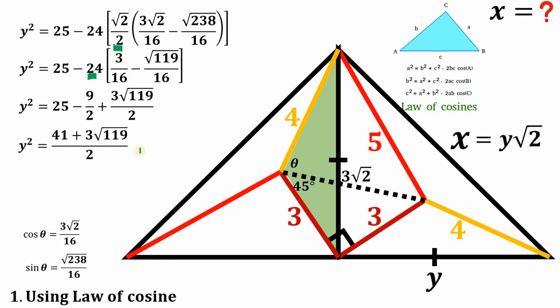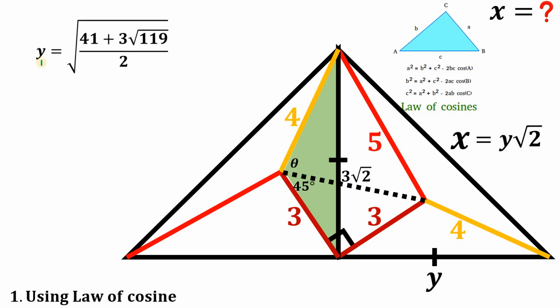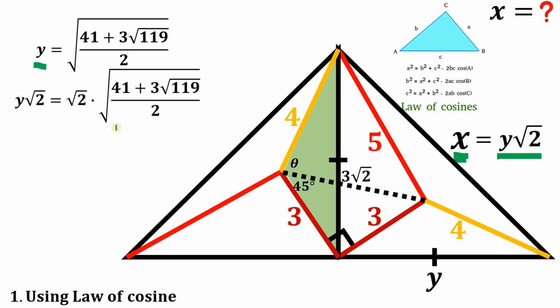Now, to get the value of y, let's take the square root on both sides. So, y equals square root of 41 plus 3 times square root of 119 over 2. Now, let's focus on this result. This is the value of y, but we don't want the value of y. We want the value of x. And we know x is just y times square root of 2. So, let's multiply square root of 2 on both sides.